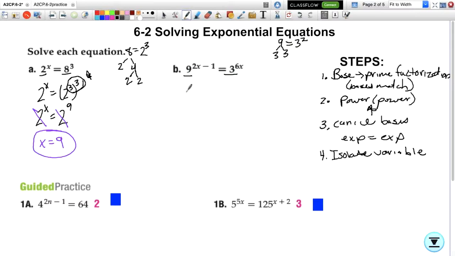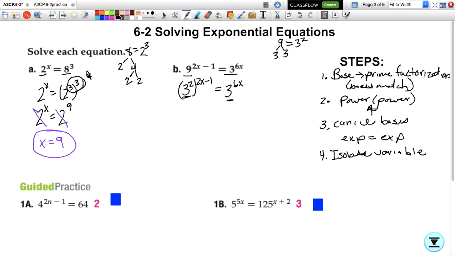So I'm going to rewrite this. It's going to be 3 squared in parentheses raised to the 2x minus 1. Over here I have 3 to the 6x. So at this point now, I've done my prime factorization. If I take a look here and here, my bases match, which is rockin', right? I've completed my first step.